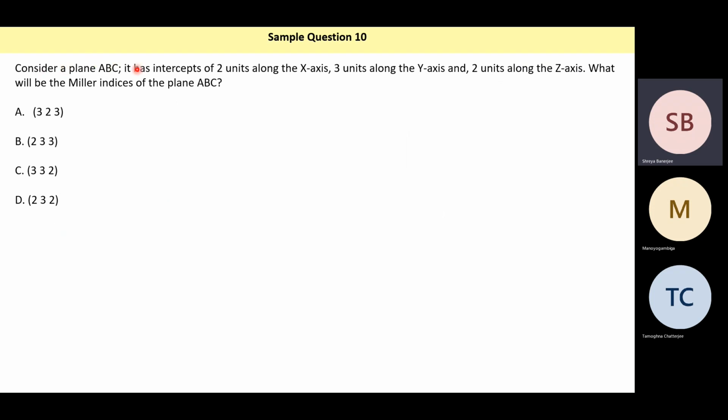So this is a question that considers a plane ABC. It has intercepts of 2 units along the x-axis, 3 units along the y-axis, and 2 units along the z-axis. What will be the Miller indices of this plane? Option A.